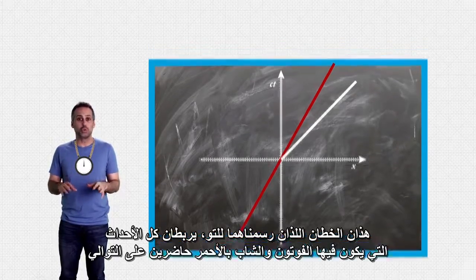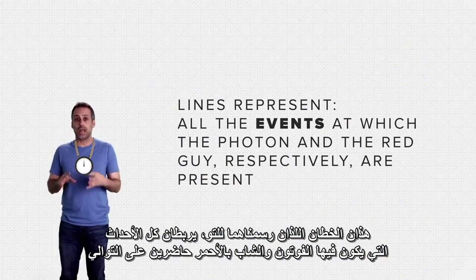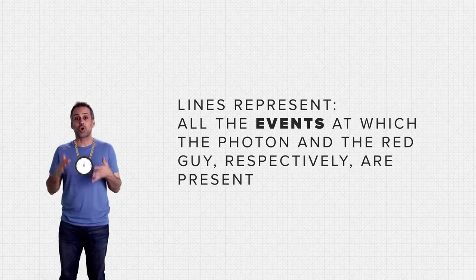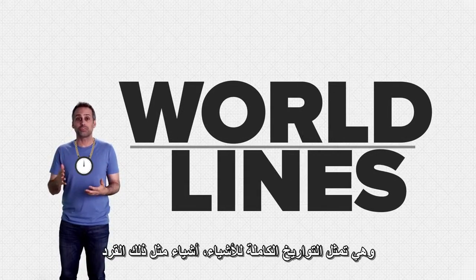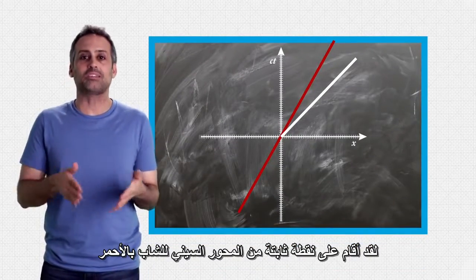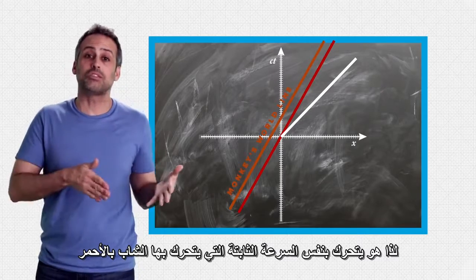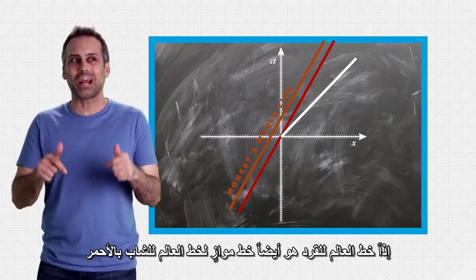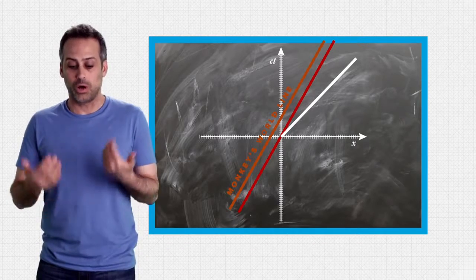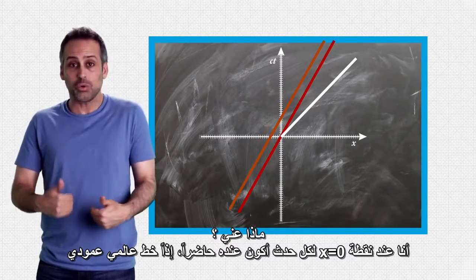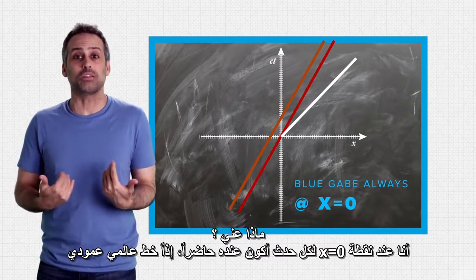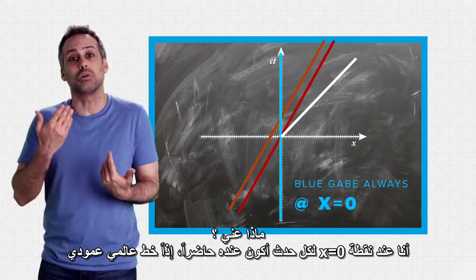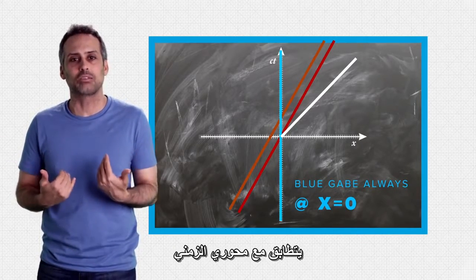Those lines that we just drew link all the events at which the photon and the red guy, respectively, are present. They're called world lines, and they represent the entire histories of things. Things like that monkey. He's perched at a fixed spot on the red guy's x-axis, and so he moves with the same constant speed that the red guy does. So the monkey's world line is also a line parallel to the red guy's world line. What about me? I am at x=0 for every event at which I am present, so my world line is vertical. It coincides with my time axis.